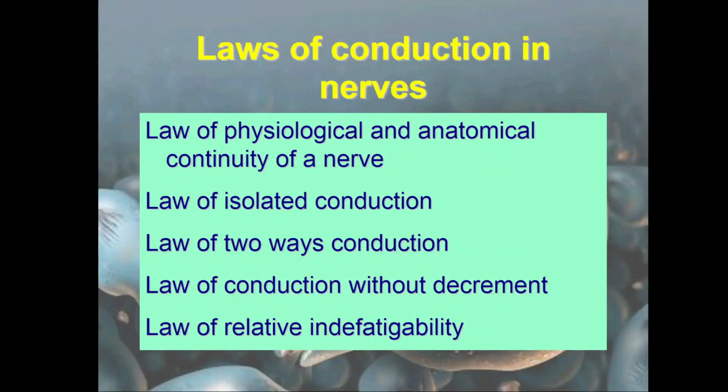The laws of conduction in the nerve fibers follow the law of physiological and anatomical continuity of a nerve. So the nerve should be intact physiologically and anatomically. The law of isolated conduction: the nerve impulses will spread by each fiber separately. The law of two-ways conduction, the law of conduction without decrement, and the law of relative infatigability.